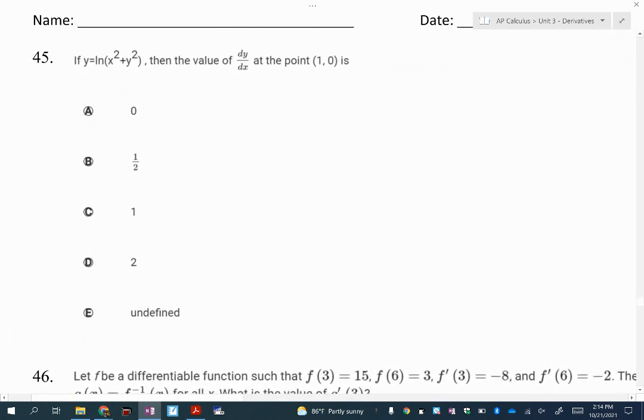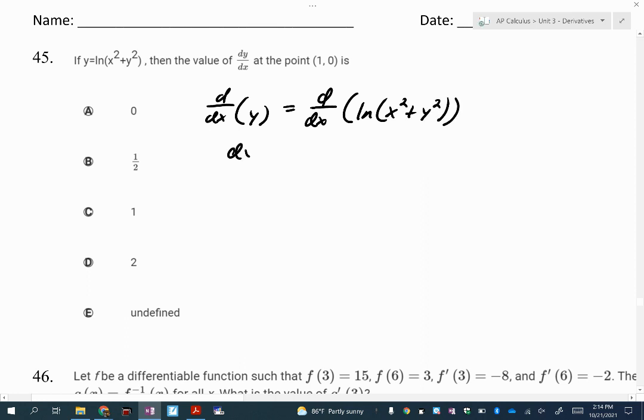Another one where we have to use implicit differentiation, the value of dy over dx, and we want to evaluate it at (1, 0) again. So we have the derivative of y and the derivative of the natural log of x squared plus y squared. Now, the one on the left is a little easier, right? This is just dy dx. This is going to be a little tough here.